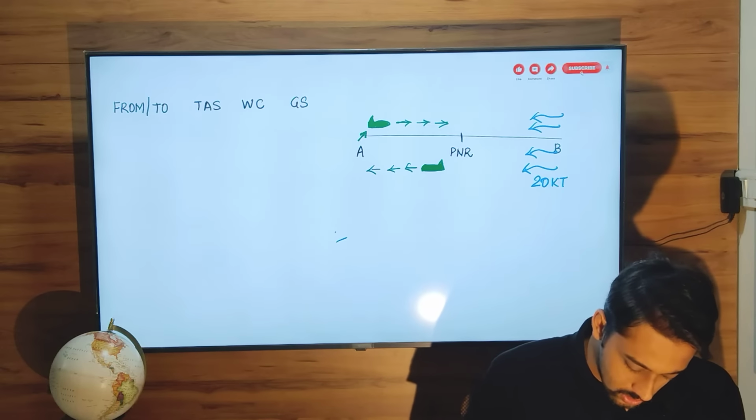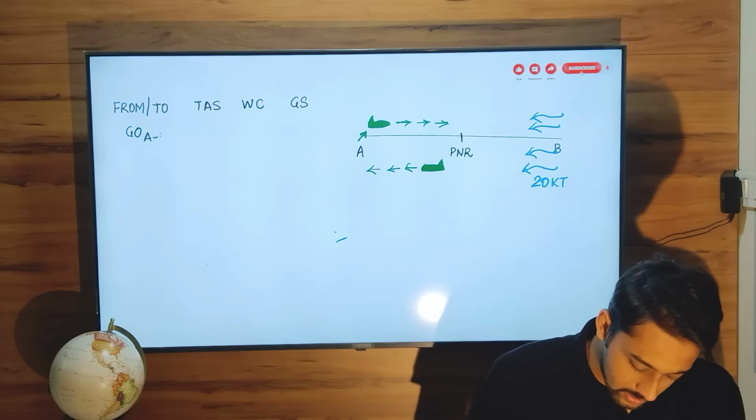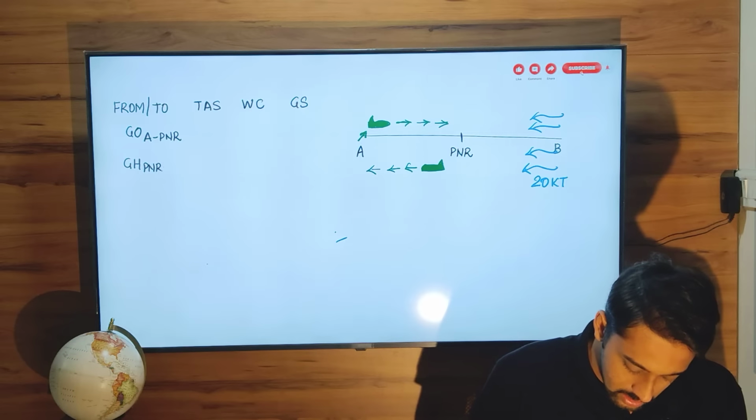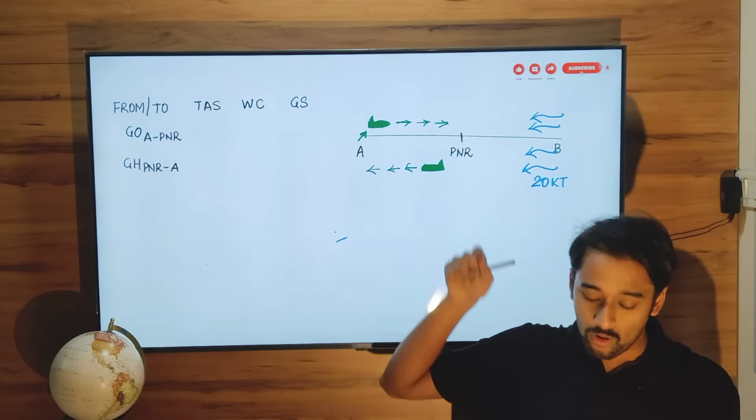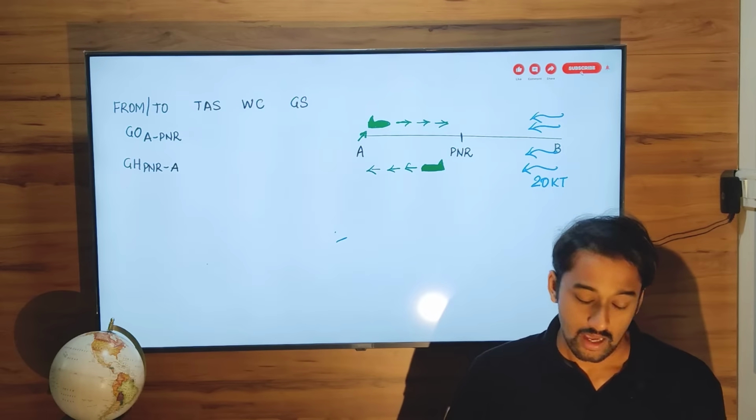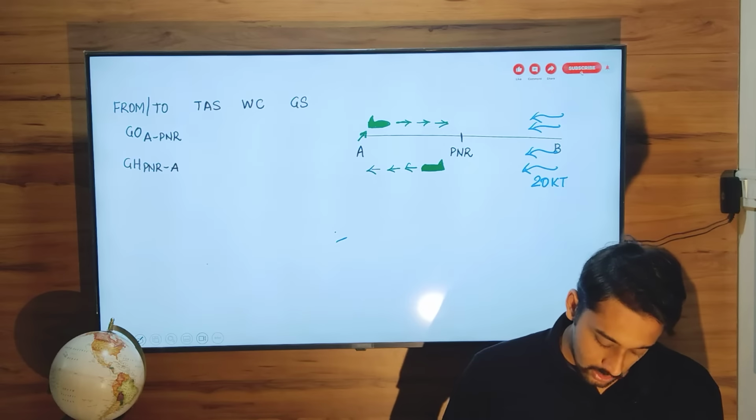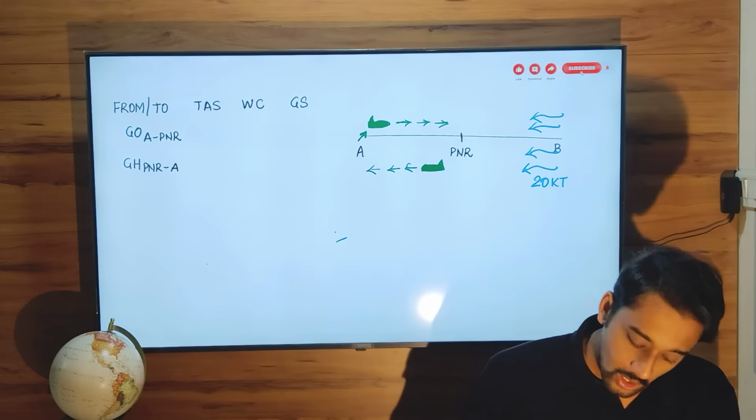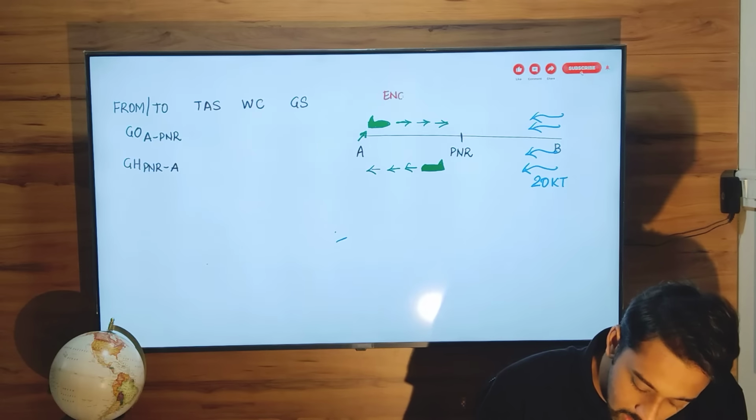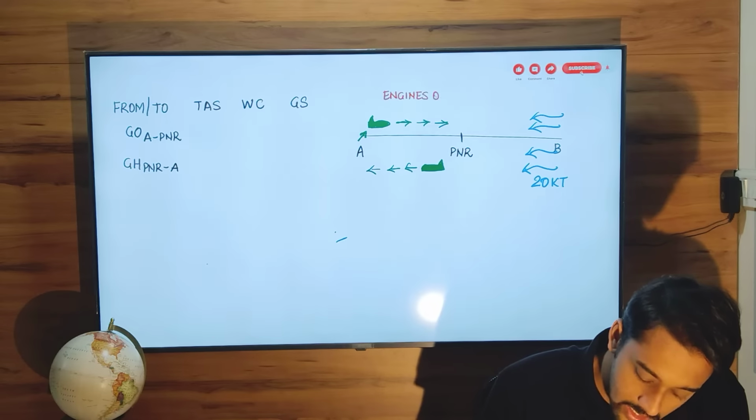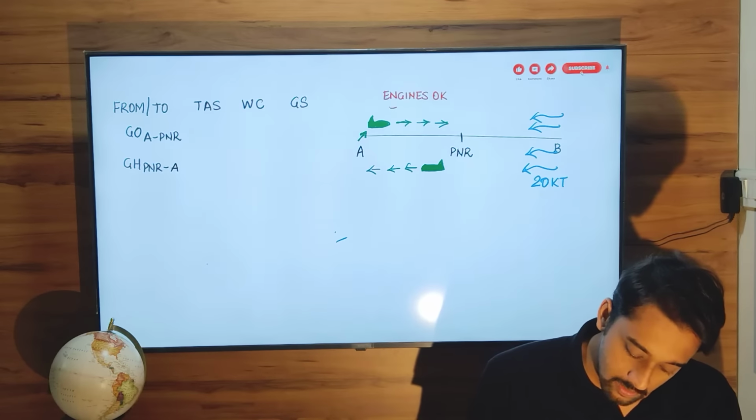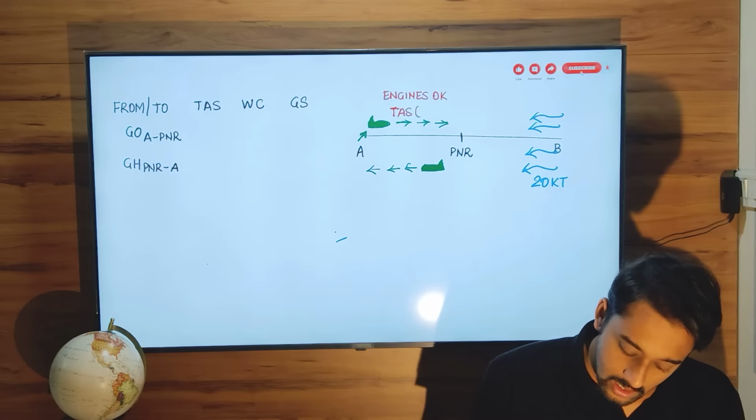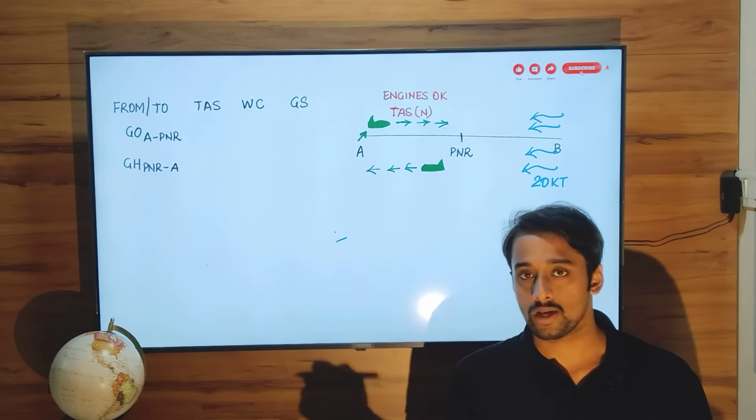Now look at this question. So ground speed outbound from A to PNR, ground speed homebound from PNR to A. When you go outbound from A to PNR, what is your track direction? That is irrelevant. Next, what is your TAS? Now, when going A to PNR, your engines are working fine. Engines are okay. I am writing okay. So all engines are working perfectly. So in this case, your true airspeed will be true airspeed N, that is normal true airspeed.